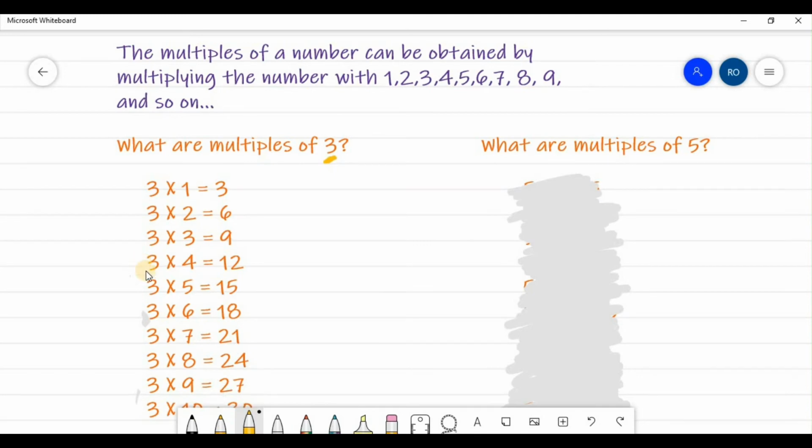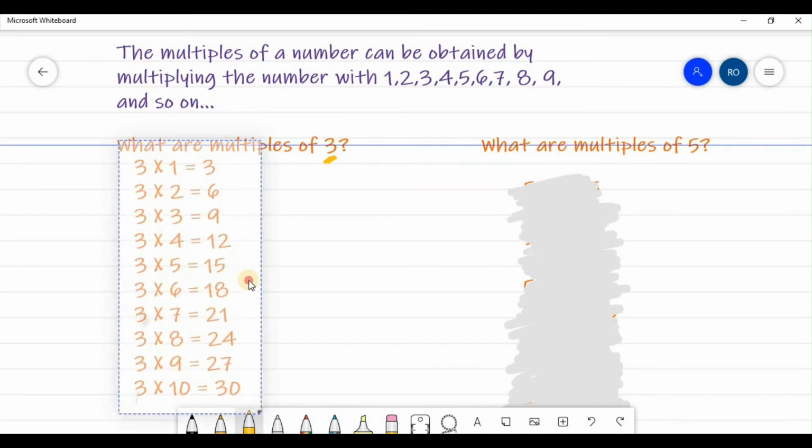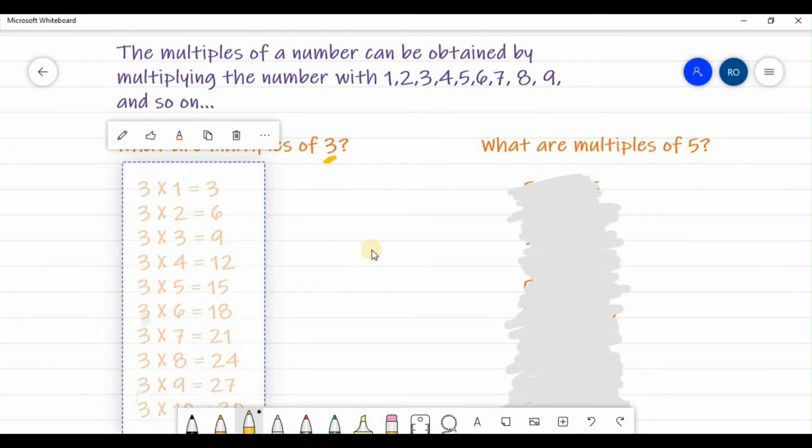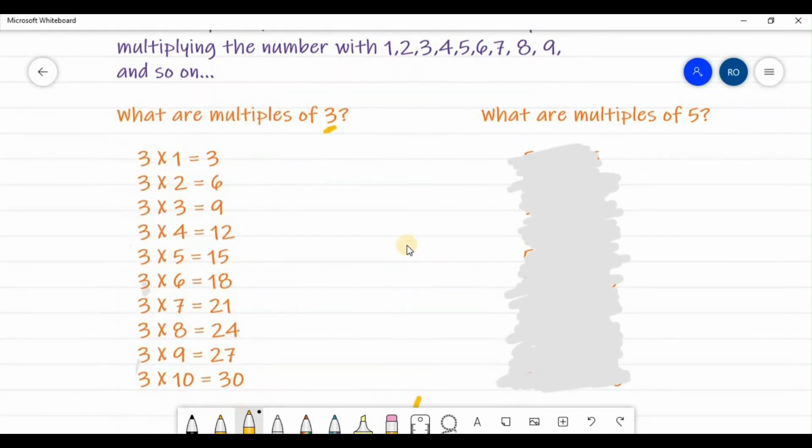Okay, so we have to multiply 3 starting by 1. By the way, we will only get the first 10 multiples of a number, since a number has an endless list of multiples. Always remember that numbers have an endless list of multiples. So we will only multiply the number by 1 up to 10 only. So let's start multiplying 3 by 1.